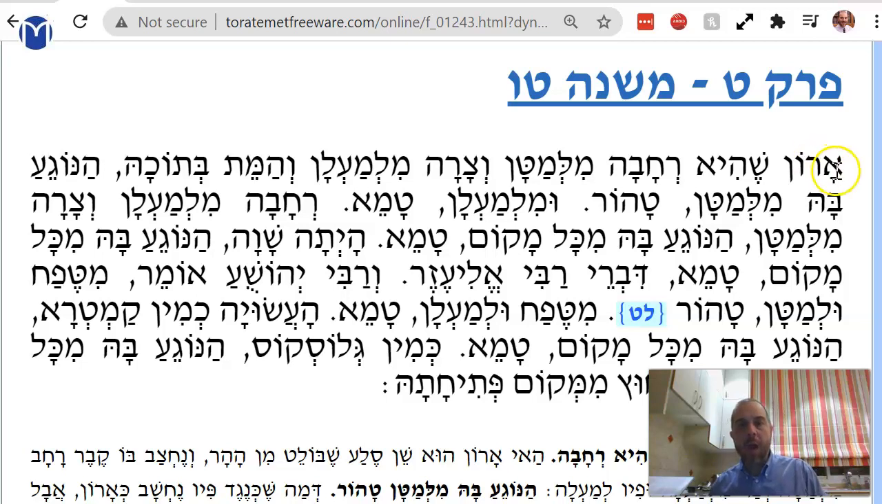Says the Mishnah, Aron shi rechava milematan v'tzara milemalan. So it's wide on the bottom and it's narrow on the top. And there's a mate inside of it. So I'm going to show you the way Rav Posen describes it, and I'm going to show you the way Rav Scheinberg draws it. It's worthwhile to see actually both of them.